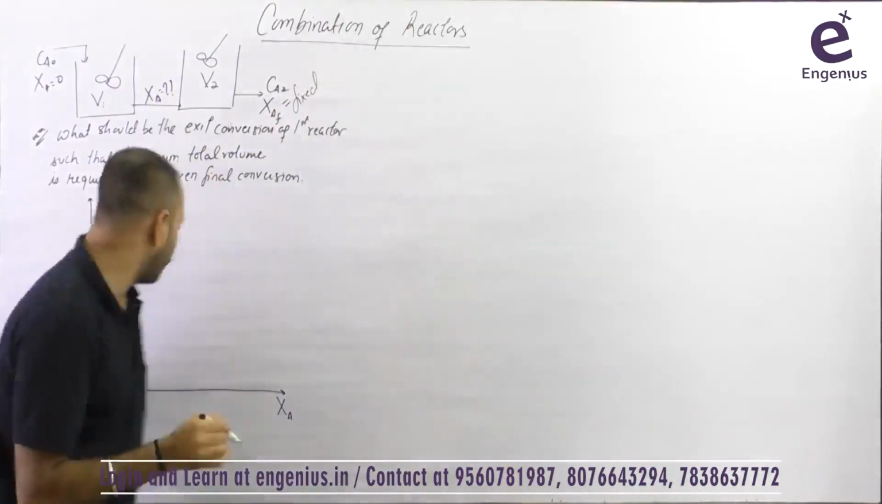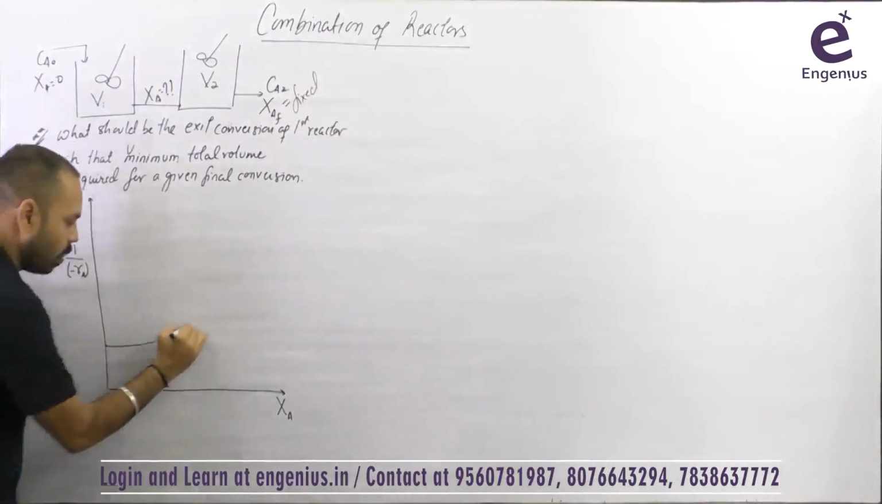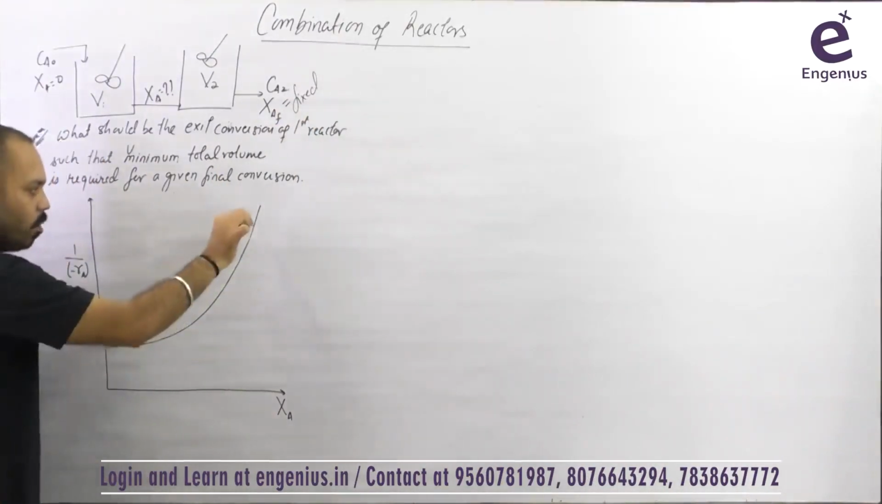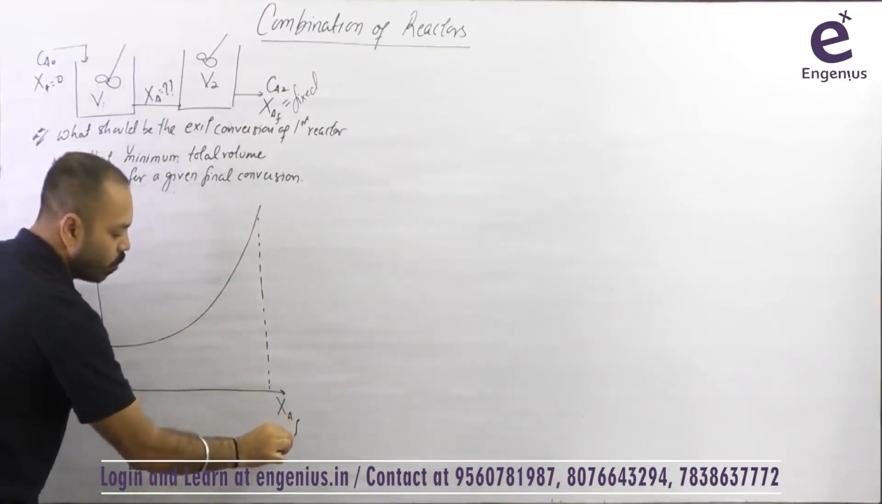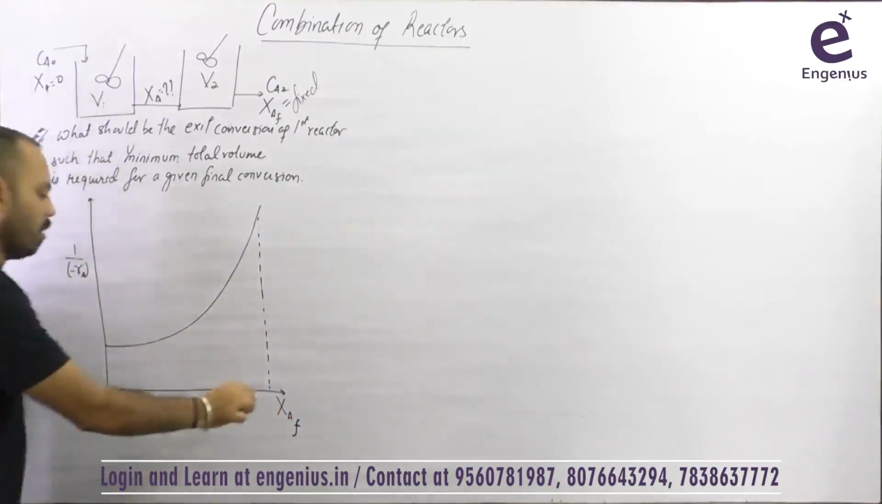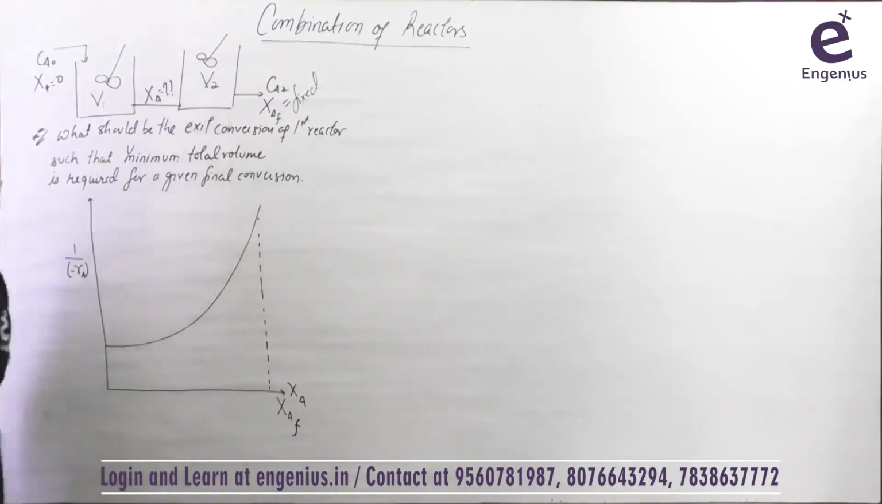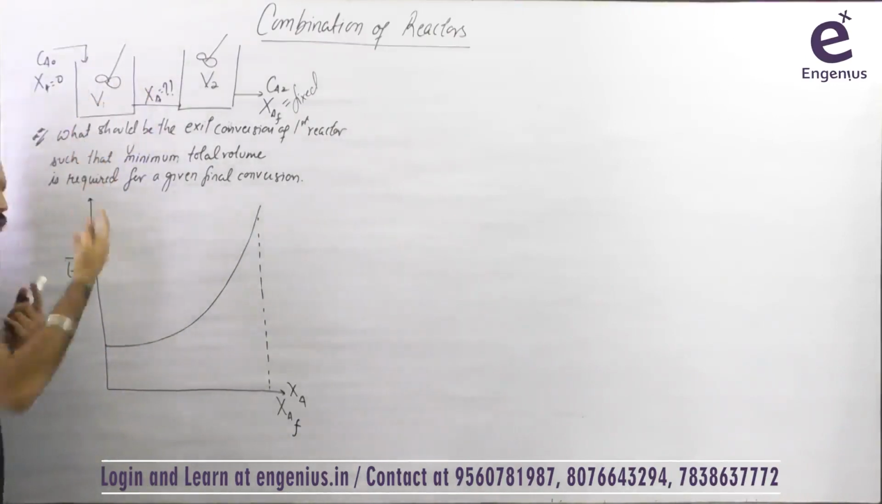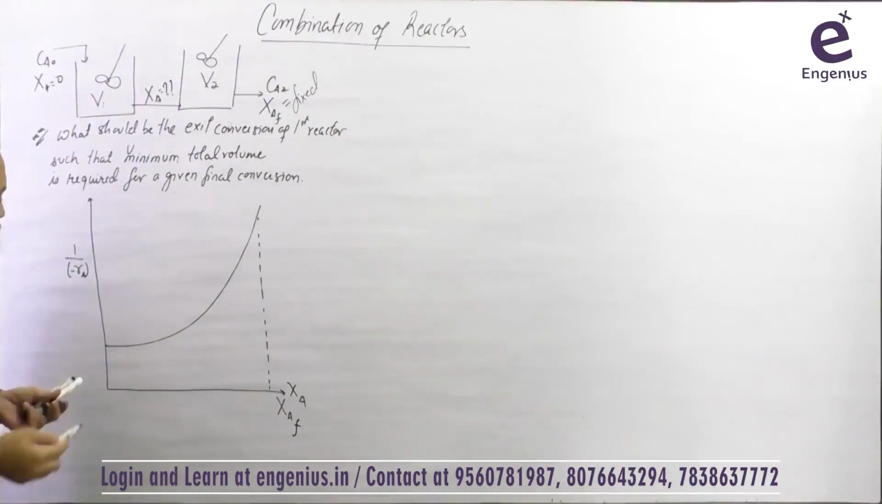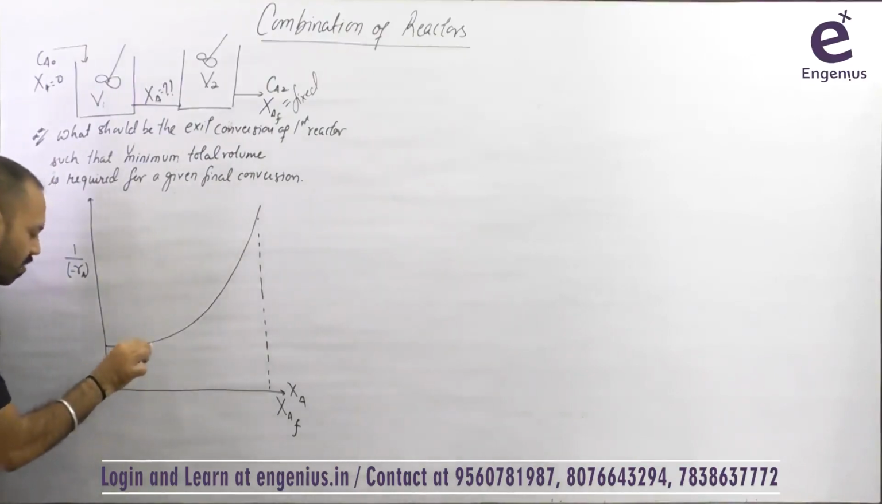It means if I make a plot of 1/-rA versus XA, make a plot like this, and I want this much of conversion. Nothing should change here. This much of conversion is required. Let us write this as XAF, and the axis is XA. Now this conversion is fixed, but what is this conversion? That depends upon the volume of the reactor, which is not known. So suppose I am taking the XA1 value here.